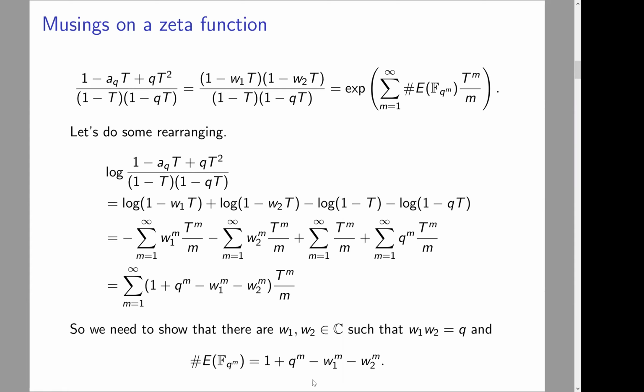So that's what we want to do. We want to count the points in the elliptic curve, get a formula like this, and from that, we will be able to then deduce the expression for the zeta function. So this is the expression we're going to focus on from now on. 1 plus q to the m minus w1 to the m minus w2 to the m. That is the expression we'll be looking at for essentially the rest of the talk.